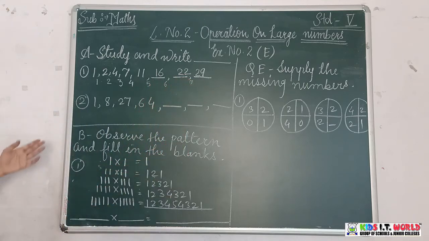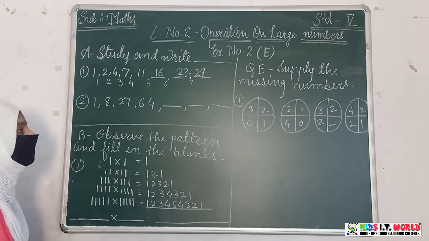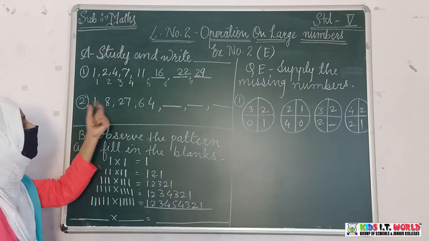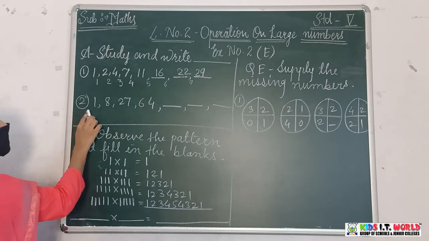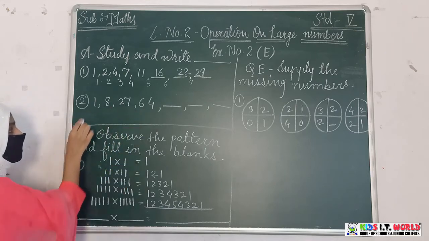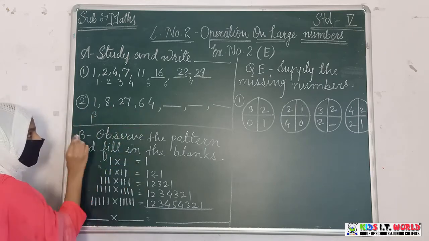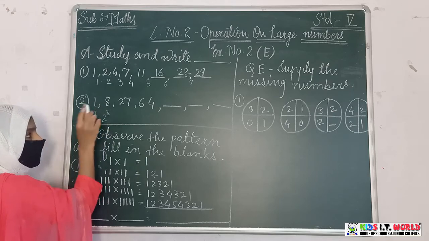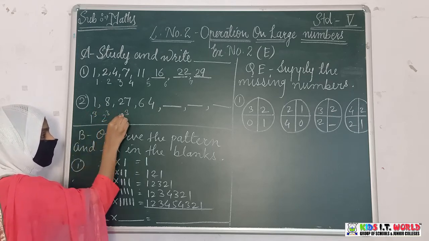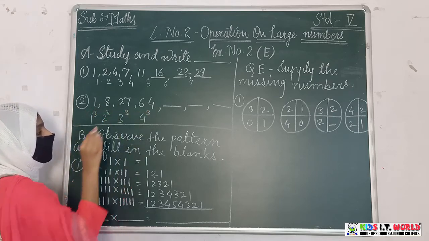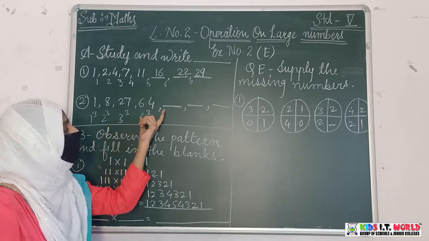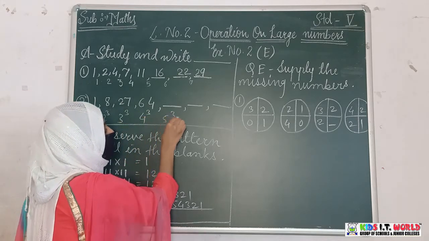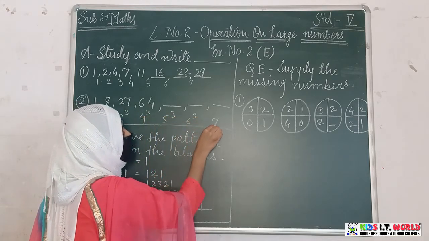Come to the second one. Second one is a little bit different than that. What is the difference? Look at this pattern. Here the cube is used. Means the cube of 1 is 1, cube of 2 is 8, cube of 3 is 27, cube of 4 is 64. Now we have to find the cube of 5, 6 and 7.